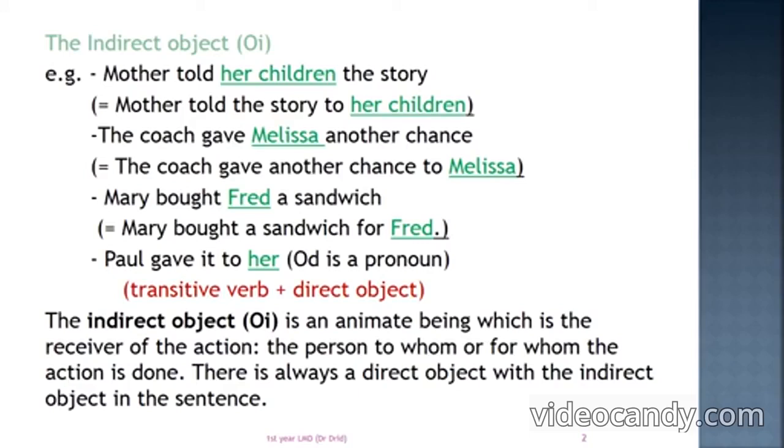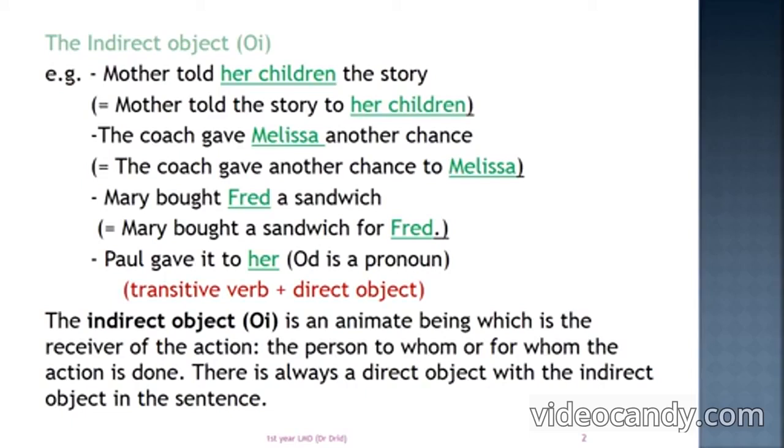The last example, Paul gave it to her. Paul gave it to her. Here, the direct object is it, and the indirect object is her. In this case, we cannot reverse because we are using a pronoun.